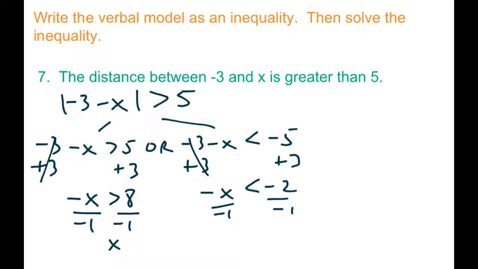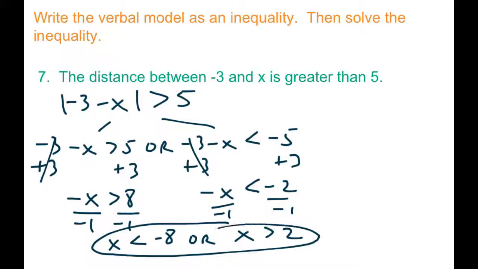And I get x is, I'm going to change it to less than now because I divided by a negative on both sides. Less than negative 8. This was an or. x, I'm going to change it to greater than positive 2. So any number that's bigger than 2, any number that's less than negative 8.